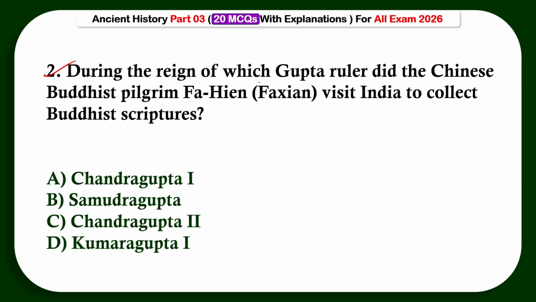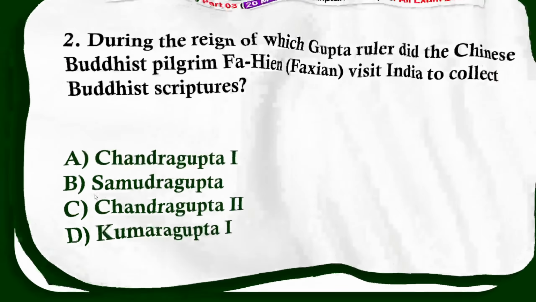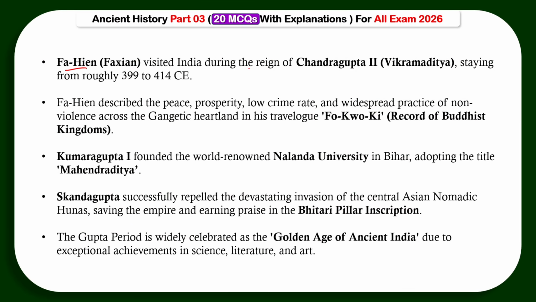Question number 2. During the reign of which Gupta ruler did the Chinese Buddhist pilgrim Fa Hien visit India to collect Buddhist scriptures? Option number C is the correct answer, Chandragupta II. Fa Hien visited India during the reign of Chandragupta II, staying from roughly 399 to 414 CE. Fa Hien described the peace, prosperity, low crime rate, and widespread practice of non-violence across the Gangetic heartland in his travelogue, Fo-kuo-ki, Record of Buddhist Kingdoms.